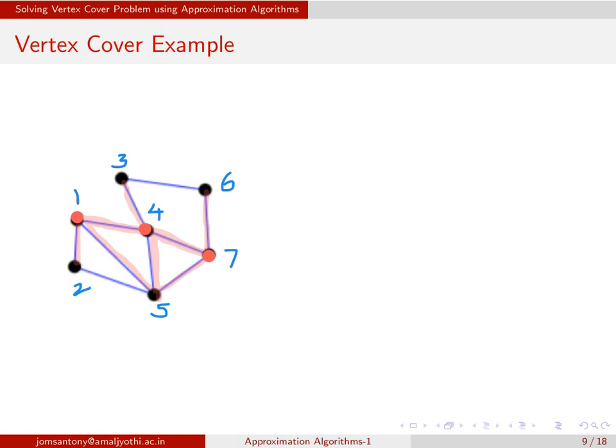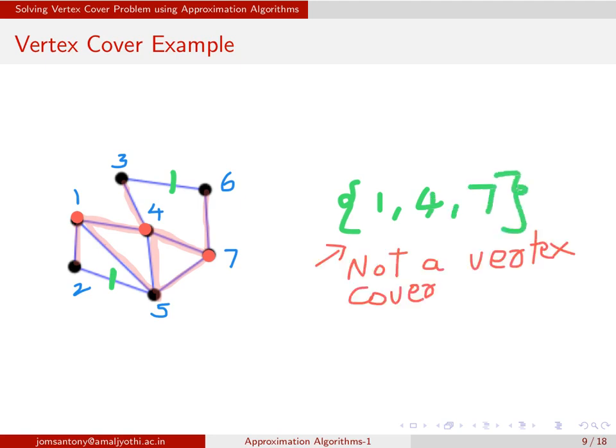We can see that all the edges are not covered. That is, (2,5) is not covered. Similarly, (3,6) is also not covered. So as per the definition of a vertex cover, the set {1, 4, 7} is not a vertex cover.